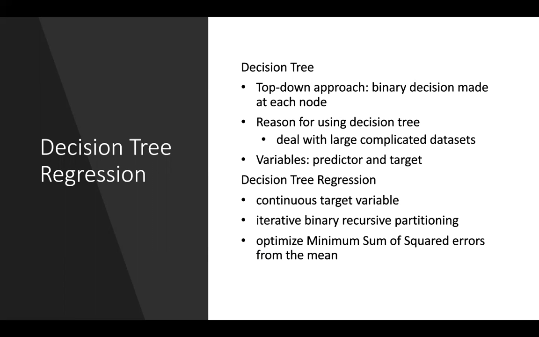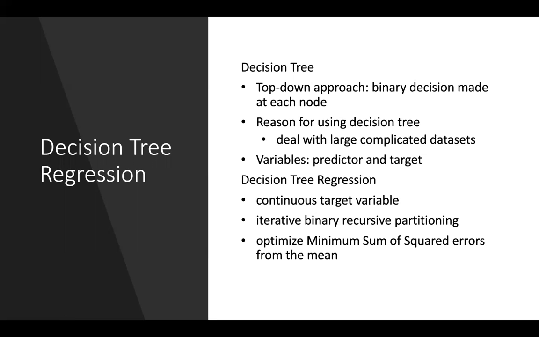To do so, let's first talk about decision tree. The main idea is to split a complex decision into simpler ones. This is carried out by following a top-down approach in which a binary decision is made at each node to separate the classes until the leaf node.